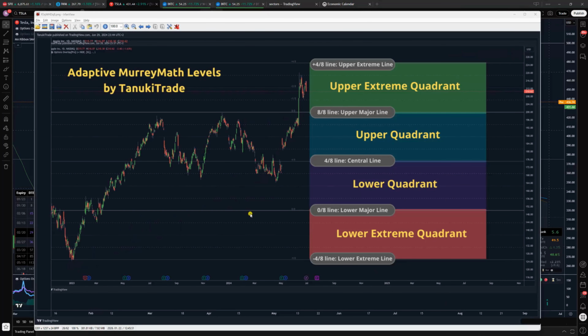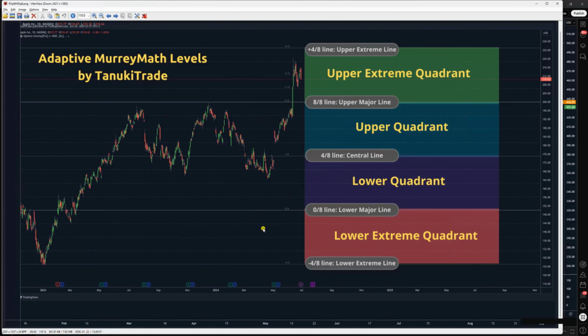I wanted to show you this picture from some of our tutorials where we show exactly how these quadrants and units look. Here you can see that from 0/8 the price usually travels to 4/8, then 4/8 to 8/8, and this is the upper extreme quadrant. When the market goes above the 8/8, to the plus 4/8, it usually reverses. It's the same on the downside when the market breaks down from the 0/8 level to the minus 4/8 level. That's the lower extreme quadrant. This is where someone might expect a bounce.